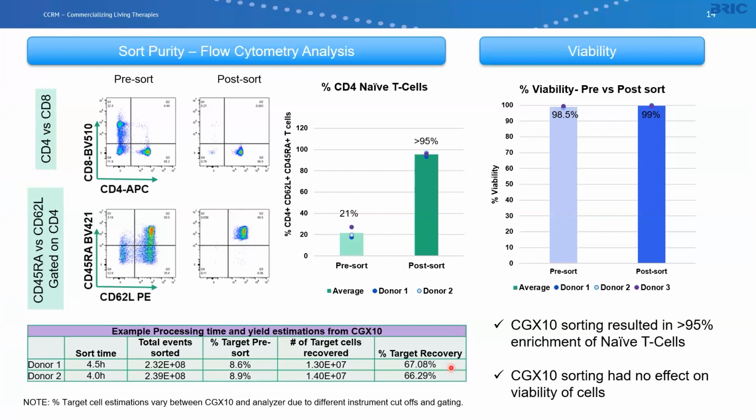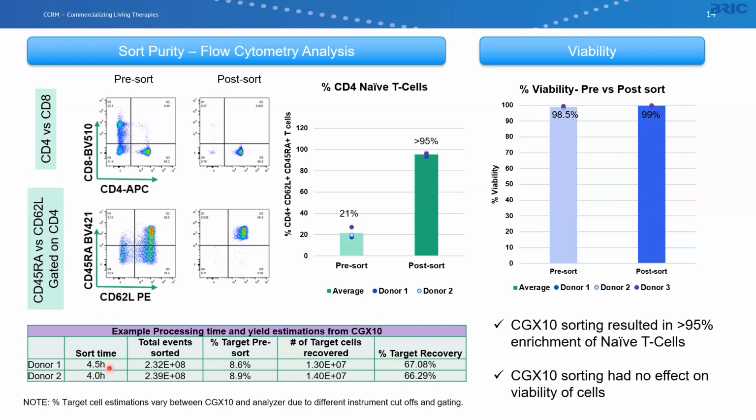Here is the result of this experiment. You can see on the left a representative plot of the CD4 versus CD8 and CD62L versus CD45RA phenotype, pre-sort and post-sort. As you can see, we have been sorting on the CD4 positive, CD62L, CD45RA double positive population. You can see from the pre-sort to the post-sort, the purity is very clearly improved. And over, in this case, 2 different donors, you can see that we can bring the population to more than 95% purity after sort.